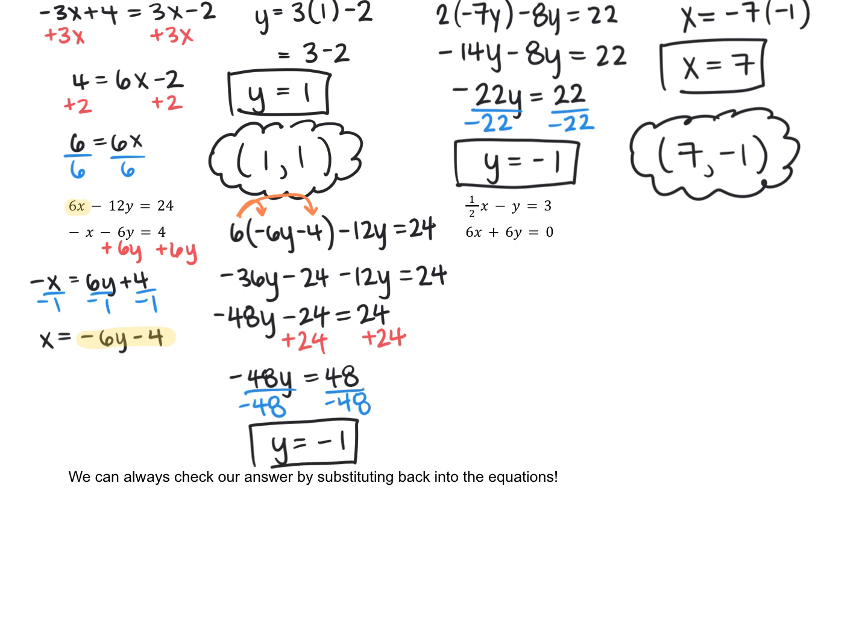So now to solve for x, I'm going to go ahead and plug that into my isolated equation. So negative 6 times negative 1 minus 4. So we get 6 minus 4, which means x is 2. So as a point, that is 2 comma negative 1.